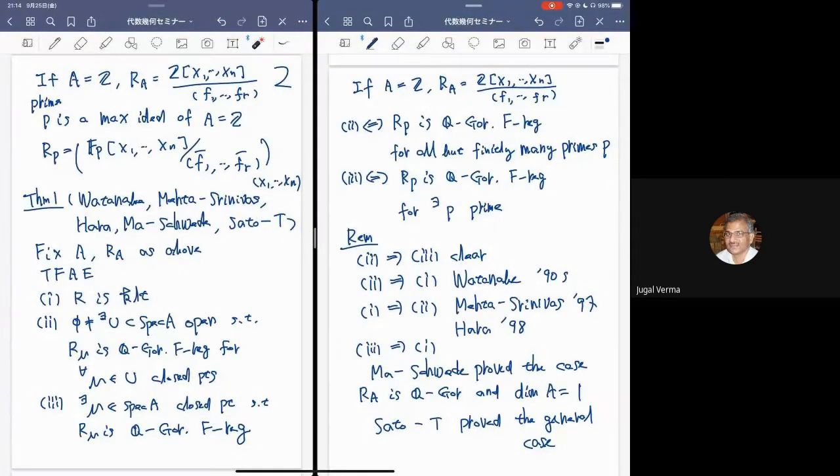We are assuming R and R_P are Gorenstein, but it does not imply R_A is Gorenstein. R_A being Gorenstein is a stronger condition.